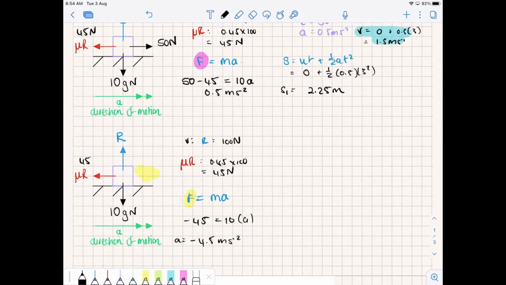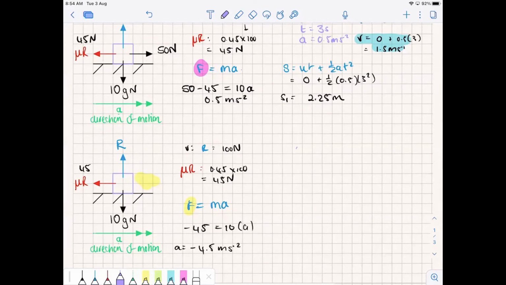Now, identical to the first problem, I'm going to state all the information that I have. So what do I have? What information do I have?